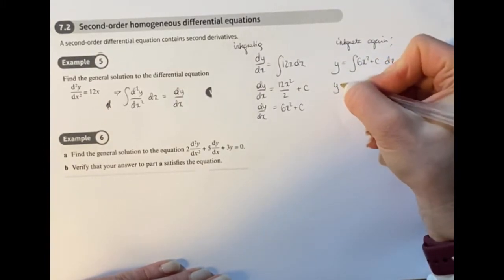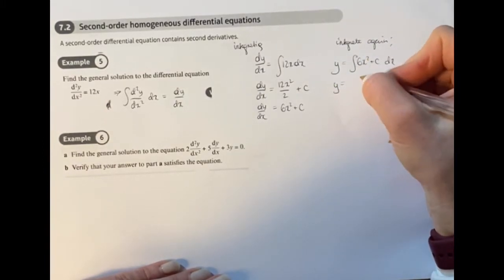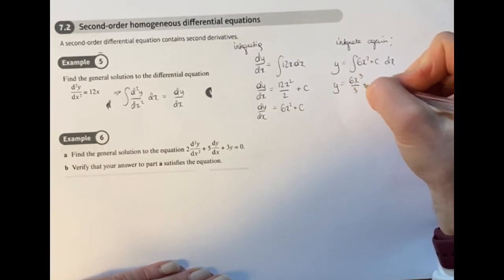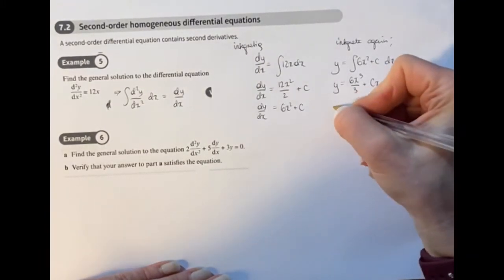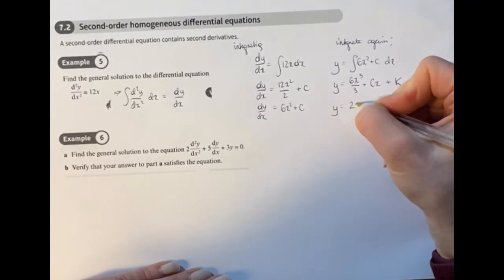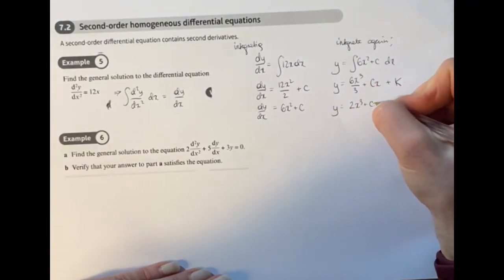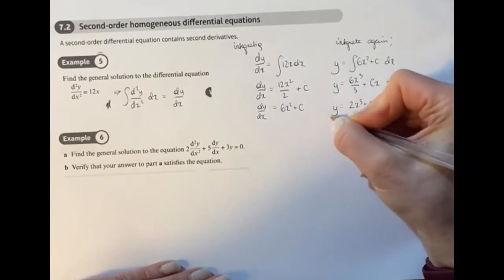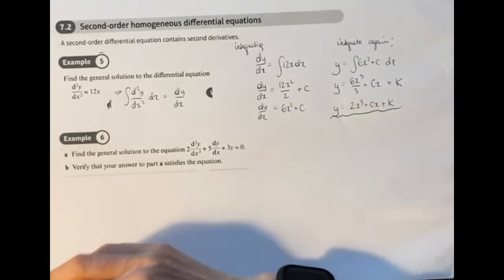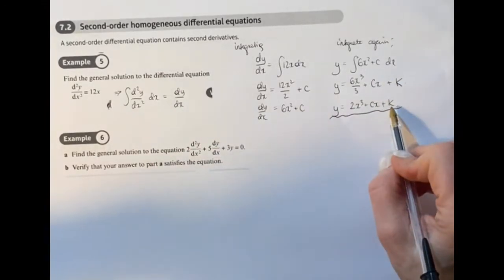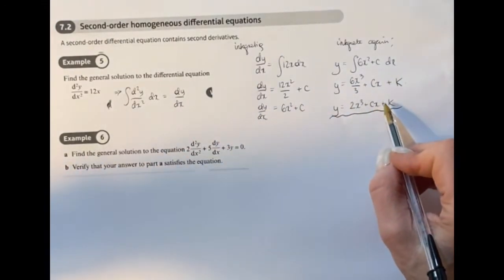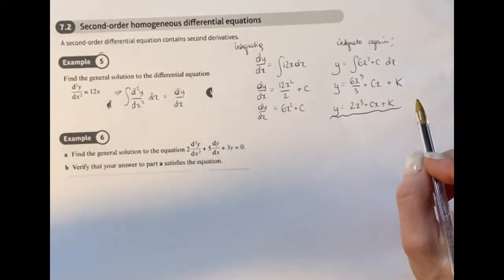So that's going to be add 1 to the power, divide by that power, so 6x cubed over 3 plus cx, and then plus another constant, well, let's use k. So y is equal to 2x cubed plus cx plus k. So the second order differential equation created two constant terms. Okay, so that is the result.